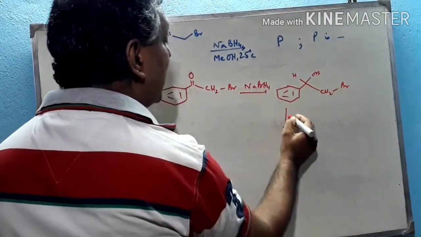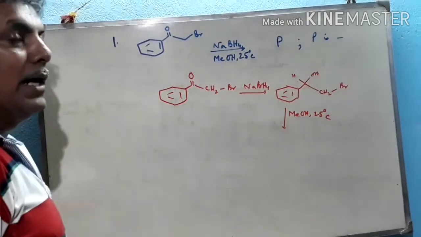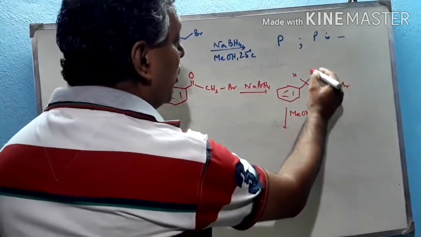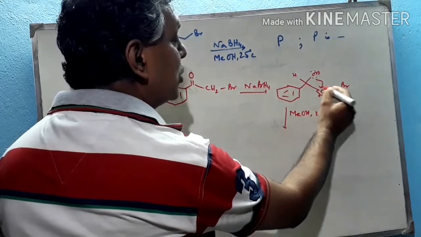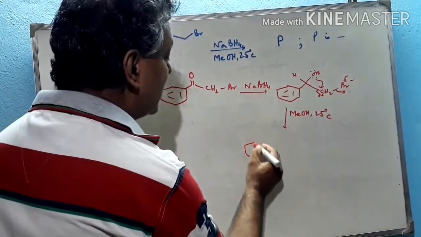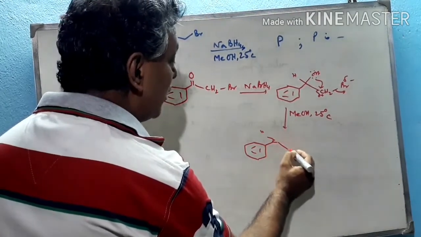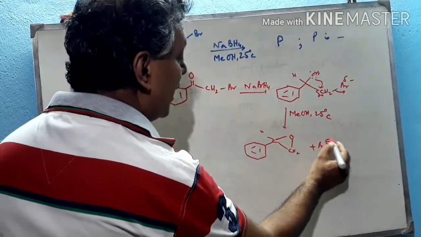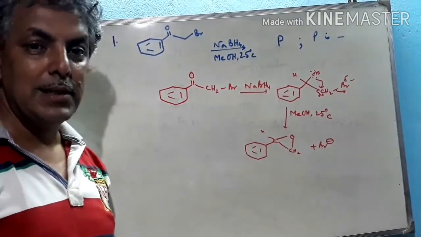This is the compound. But when treated with methyl alcohol at 25 degrees centigrade, neighboring group participation (NGP) takes place, where the lone pair of the oxygen attacks the delta positive charge on the CH2 group, liberating the delta negative Br minus. Here the oxygen forms an epoxide and liberates Br minus. This is the mechanism through which it produces an epoxide, and hence this will be the product.